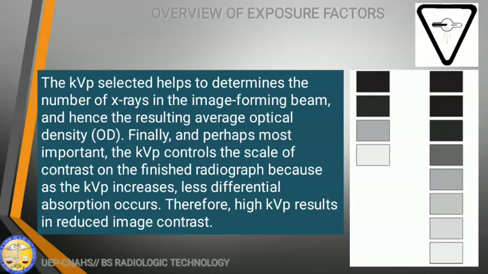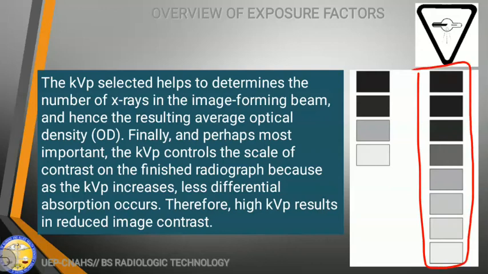The KVP selected helps determine the number of X-rays in the image-forming beam and hence the resulting average optical density, or the OD. Finally, and perhaps most important, the KVP controls the scale of contrast on the finished radiograph, because as the KVP increases, less differential absorption occurs, therefore high KVP results in low radiographic contrast. If you look at this, it goes from white to black, and each one represents a different density. The density is lower when it is whiter, and the density is high when it is black. The difference in their shades is what we call the contrast.